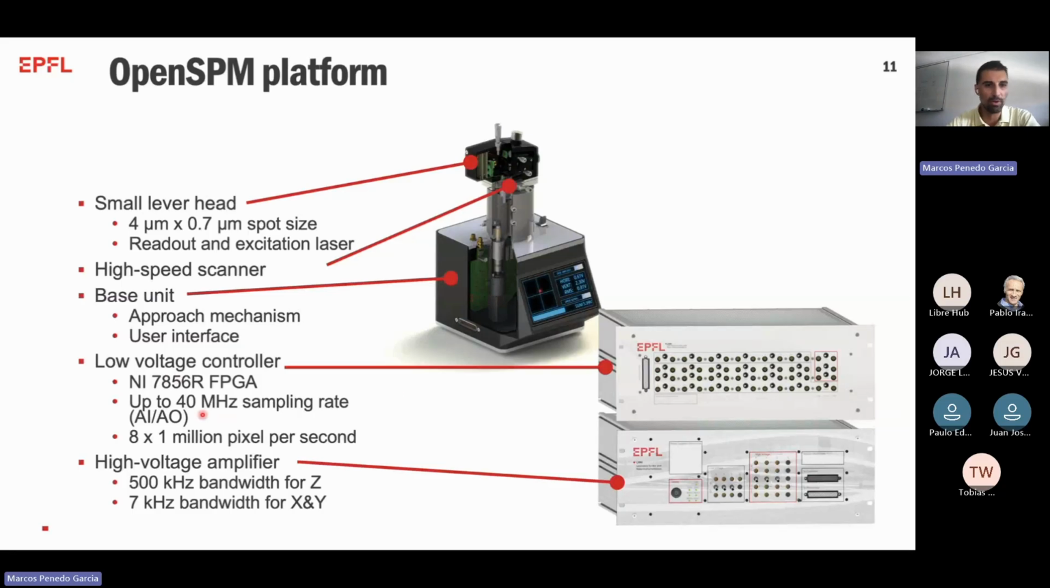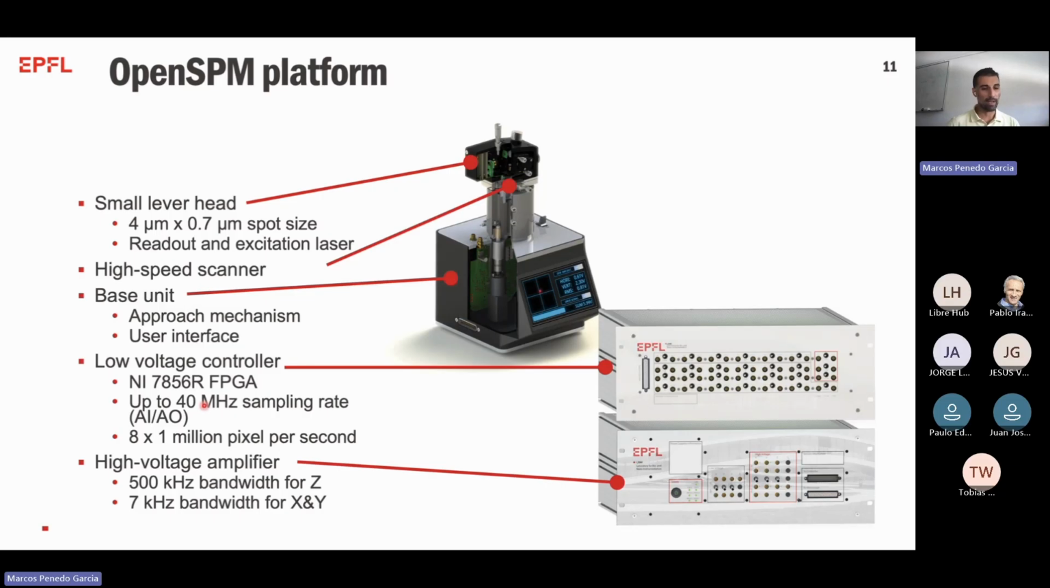And then we have our low voltage controller. It is based on a National Instruments FPGA that we program ourselves, and we created our software, and it can go up to 40 mega samples per second. That is important for high-speed AFM because you use high frequencies, and it can generate up to 8 million pixels per second. That gives you the ability to have different channels of information, not only topography, but also electrical, magnetic, and mechanical properties channels that are sometimes important because you want to correlate topography with something else.